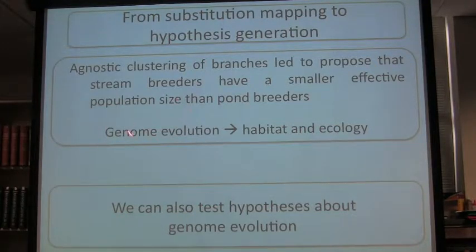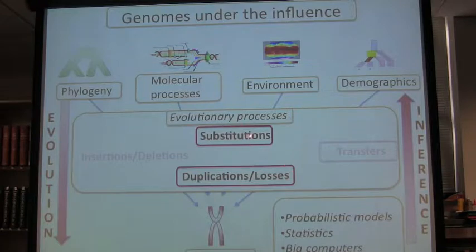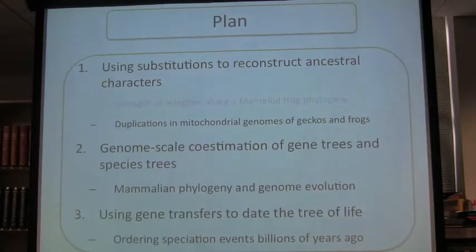So basically, we are going to be trying to correlate events of substitutions with events of duplications and losses. And we're going to try to see whether there's a link between substitutions and duplications and losses. In fact, I'm going to test a particular hypothesis using mitochondrial genomes of geckos and of frogs. So the same frogs as before, but I'm going to add in genomes of geckos as well.